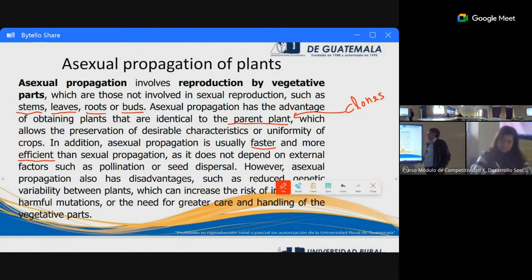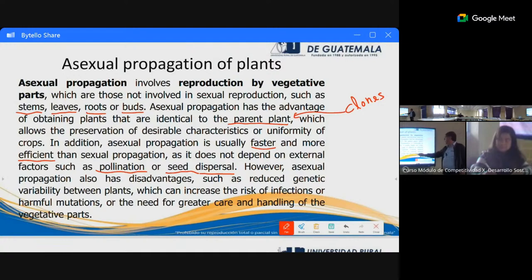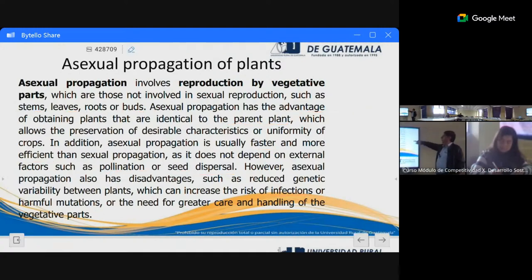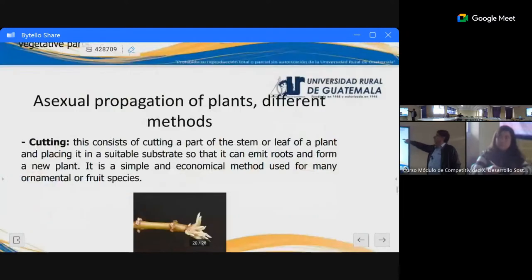And this process doesn't depend on pollination or seeds or seed dispersal. However, asexual propagation reduces variability between plants, which can increase the risk of infections or harmful mutations. These are two examples of disadvantages of asexual reproduction. And let's continue with the next slide.